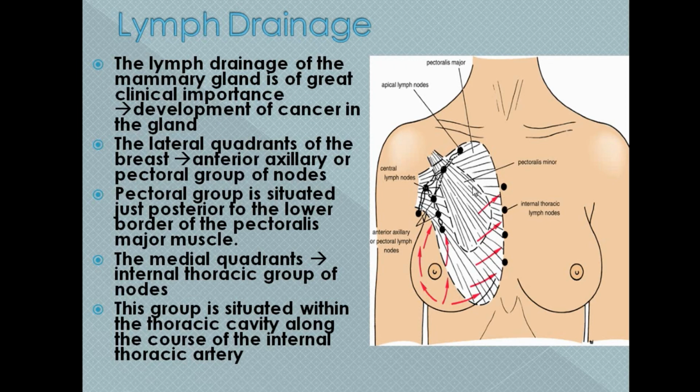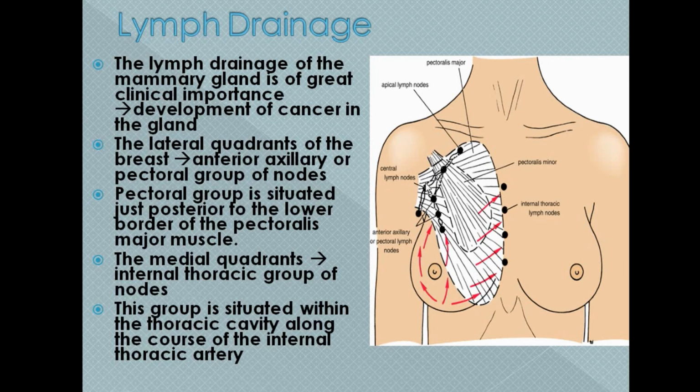Most of the inner medial and the inner lower quadrant drain into the internal thoracic group of lymph nodes, while the rest of the breast, that is the majority of the upper outer quadrant and part of the lower quadrant, drains into the axillary group of lymph nodes. The axillary group of lymph nodes plays a very important role in the lymphatic drainage of the breast.